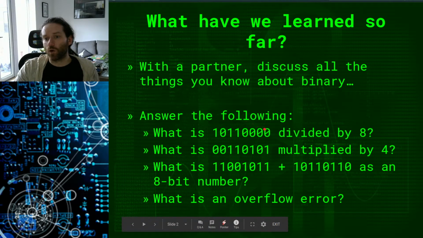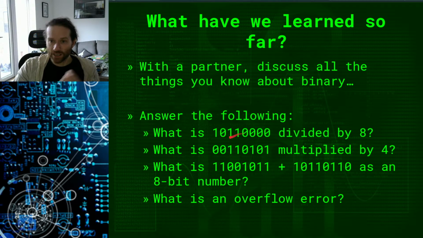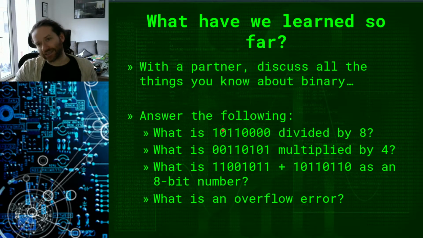Shift it to the right once, that's divided by 2. Shift it to the right twice, that's divided by 4. Shift it to the right 3 times, divided by 8. Shift it to the right 4 times, divided by 16, and so on and so forth. Okay, so 10110000 divided by 8 is going to be 00010110.